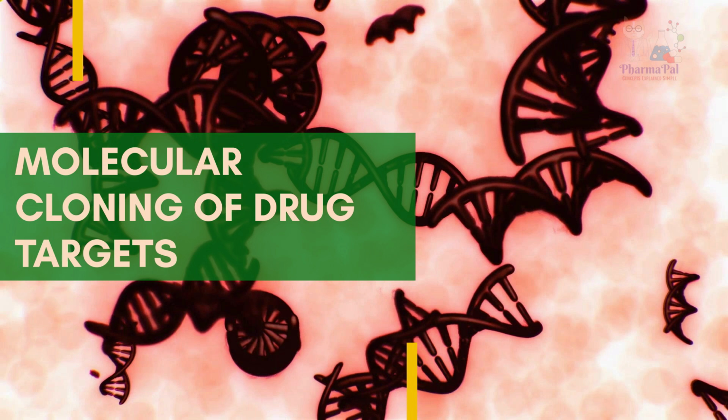Before we dive into the tools, let's clarify some key terms you'll need to know. Drug target: these are biological molecules that drugs bind to, eliciting a pharmacological effect. Think of them as the locks, and drugs are the keys that fit into those locks. Vector: this is a carrier used to transfer the target DNA fragment into a host cell. It's like a delivery truck for our genetic material.